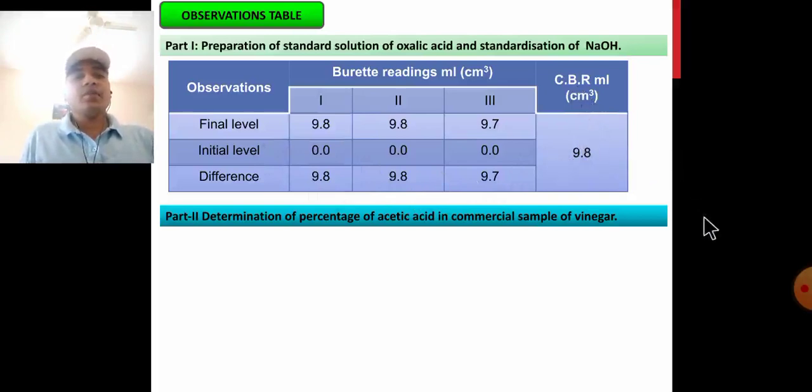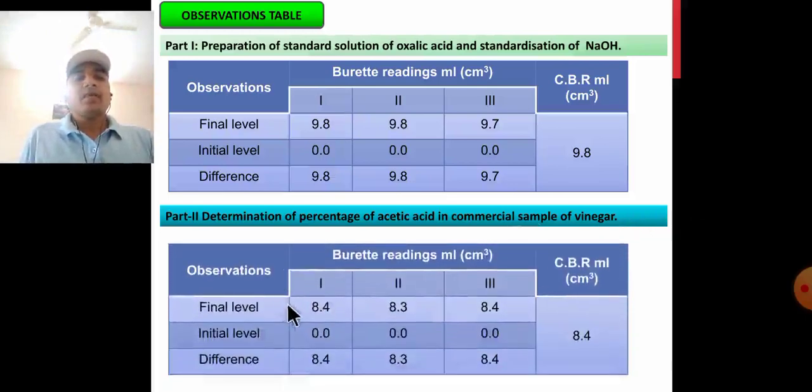Second observation table, part 2: determination of the percentage of acetic acid in a commercial sample of vinegar. Final readings are 8.4, 8.3 and 8.4. Initial reading is 0, and the differences between final and initial are 8.4, 8.3 and 8.4. The constant burette reading, CBR, is 8.4.